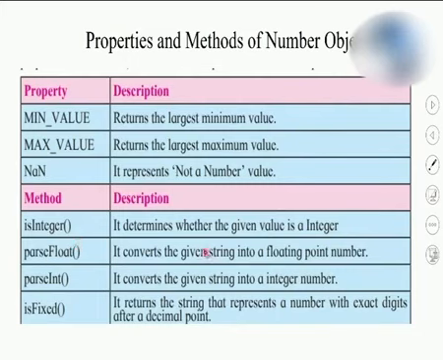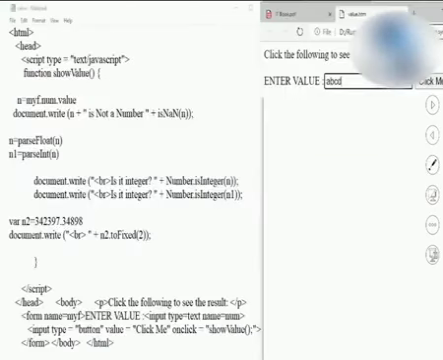parseFloat converts your string into a floating point number. parseInt, it's not L, it's I. So parseInt converts your string into an integer. And you need to remember what it is. This is the toFixed method. Here is the program, and observe the output as well.